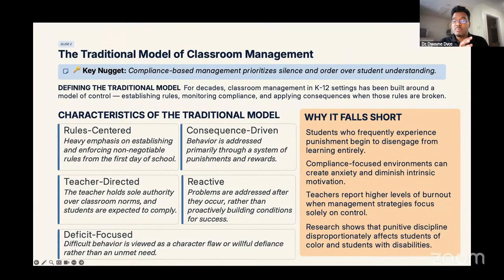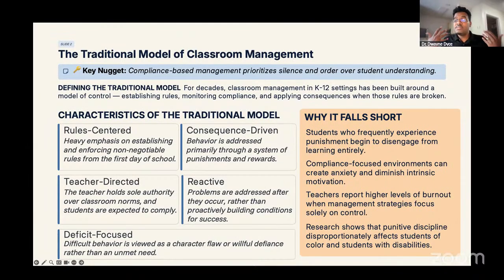Now, when you look at compliance focused environments, that creates anxiety and diminishes intrinsic motivation. We have to look at the intrinsic motivation that we are influencing in students. Then the third point here under the fall short category: teachers report higher levels of burnout when management strategies focus solely on control. As I said earlier, you focus on controlling and controlling, then you have barely little time and energy to focus on teaching and learning.